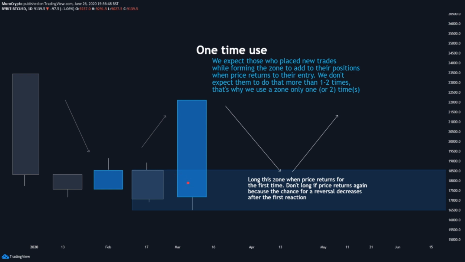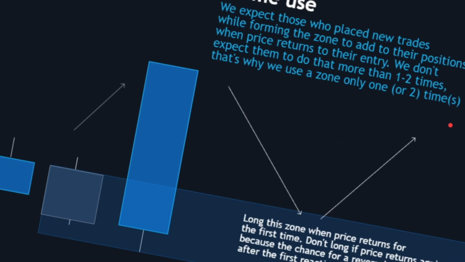Okay, this is where the trades have been placed, the new trades. This is why the price goes up, and these orders have been consumed, and when the price returns, we expect them to place additional trades to make the price move into the direction of their new trades. But we don't expect them to do that more than 1 or 2 times. After they place their initial trade, they will do that 1 or maybe 2 times. That's why we long this zone when price returns for the first time. Don't long if price returns again, because the chance for a reversal decreases after the first reaction.